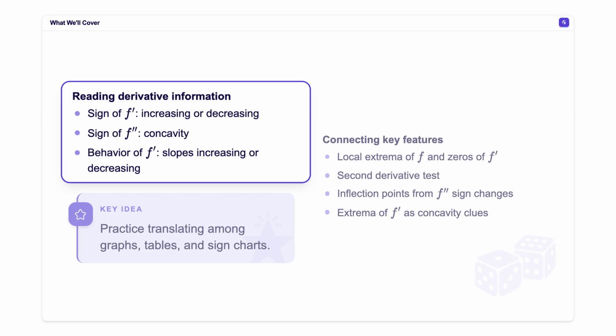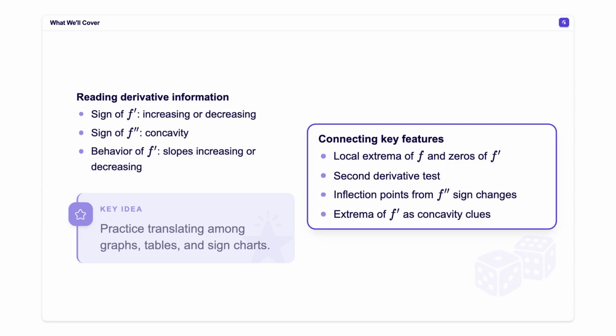We will also watch the behavior of the first derivative, because if the slopes are increasing or decreasing, that gives the same concavity information. Next, we will connect key features. Local extrema are high or low turning points of the original function, and they often line up with zeros of the first derivative. We will also use the second derivative test, which is a quick way to classify some critical points as local maximums or local minimums.